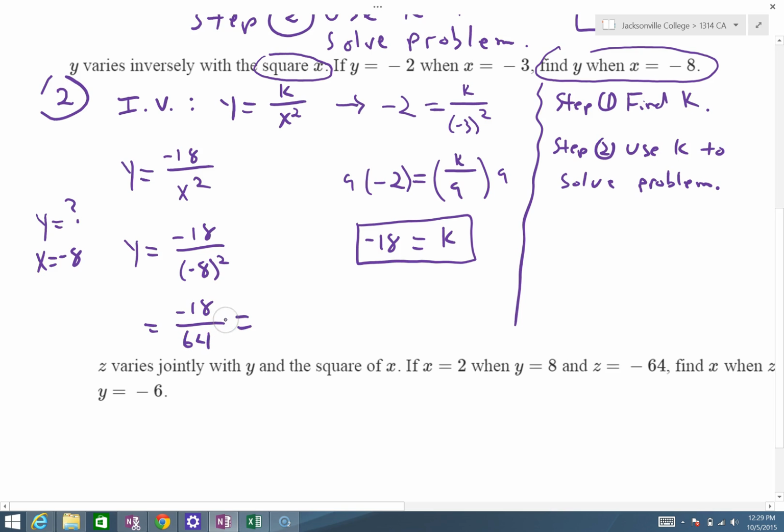And you could reduce this to whatever it might be. Looks like -9 over 32. You could enter that in just like you see it. That's what our y is. y is -9 over 32. All right. One last example.